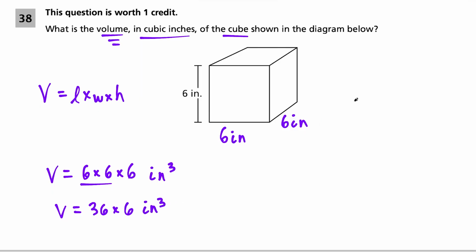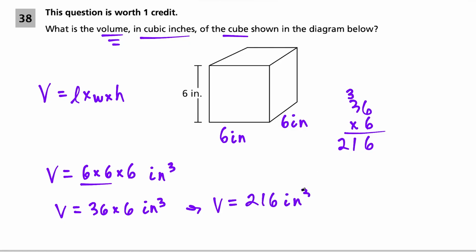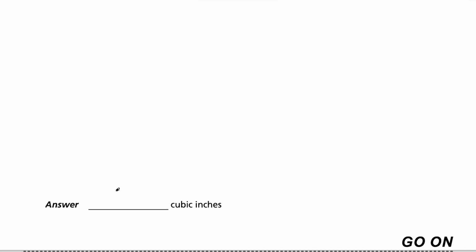Okay, so I'll just do that long multiplication on the side now. So 36 times 6, I'm doing 6 times 6 is 36. I carry the 3, and then I have 6 times 3 is 18. 18 plus 3 is 21. So this product is going to work out to 216. Okay, so we have 216 cubic inches. This is the volume of the cube. So the answer to 38 is 216 cubic inches.